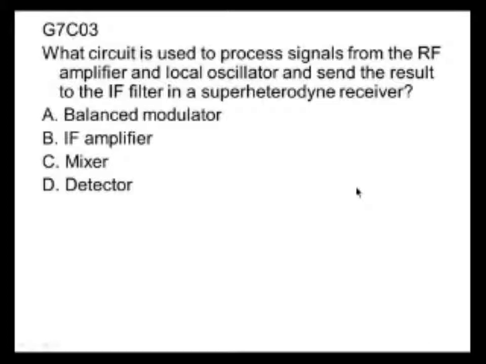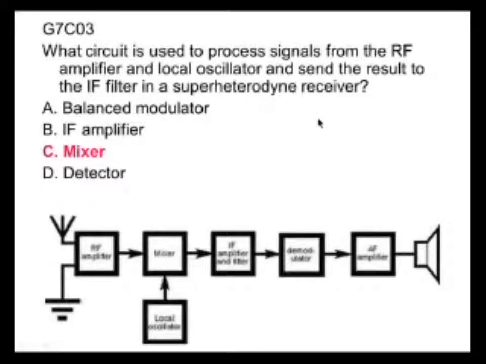What circuit is used to process signals from the RF amplifier and the local oscillator and send the result to the IF filter in a superheterodyne receiver? We're in a receiver this time rather than a transmitter. And we're going to process signals from the RF amplifier and local oscillator and send the result to an IF filter.